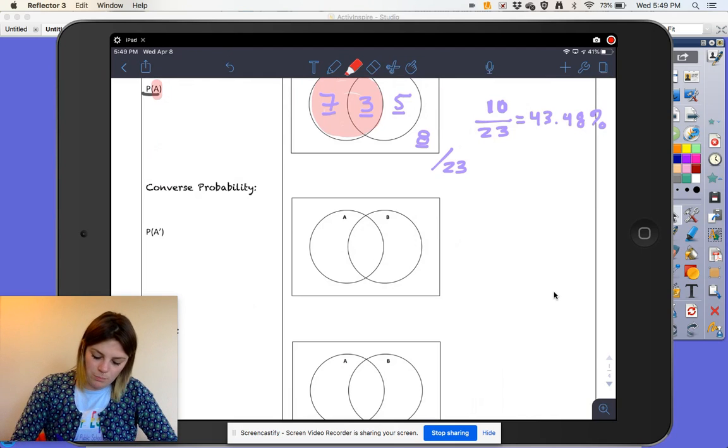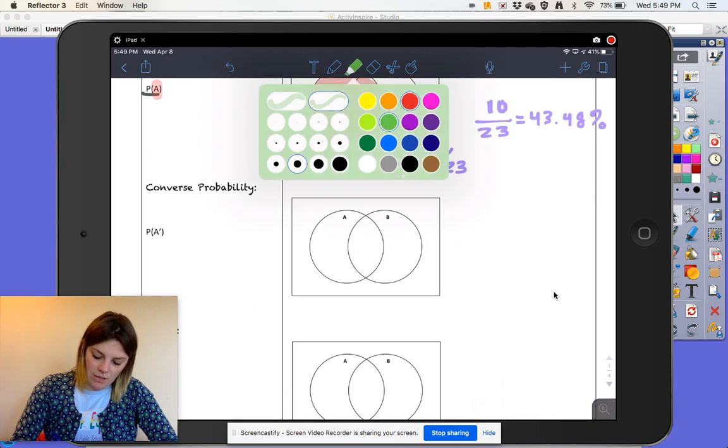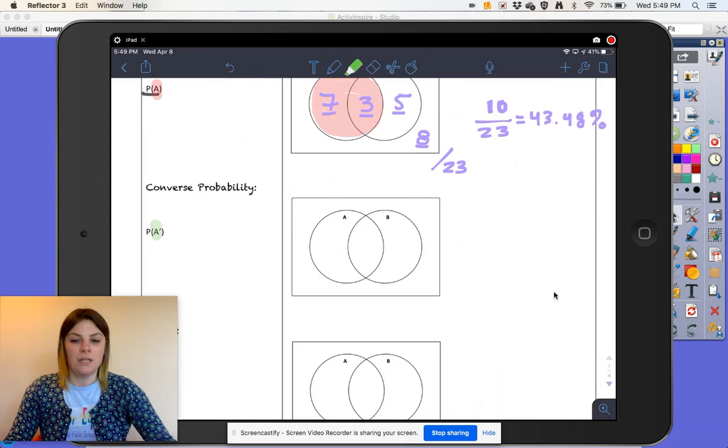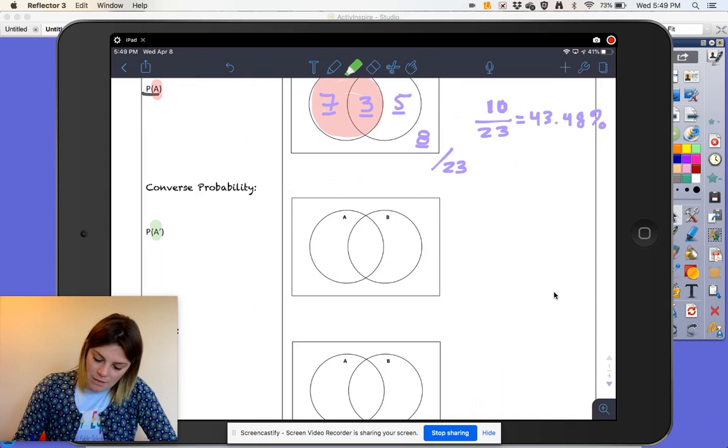Okay, so the converse of A, which means not A, right? Or I might say A prime is another way you might hear it. That would be everything that's not A, okay? So that's everything in the square that is not inside of the A.